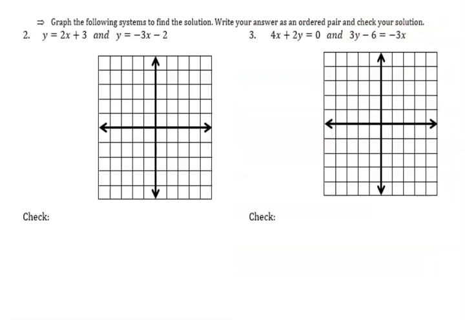So for number 2 and number 3, we are plugging it in. So we are graphing these and seeing where they cross. Okay? And then we're going to plug in that point and check. So let's graph this first one.